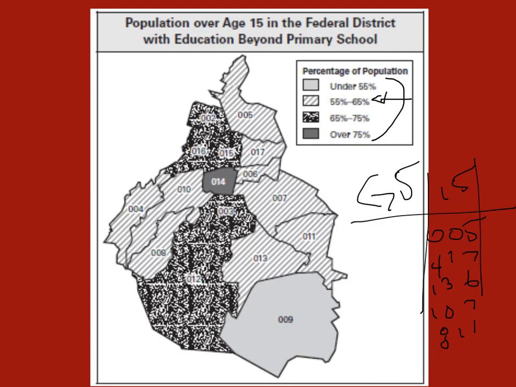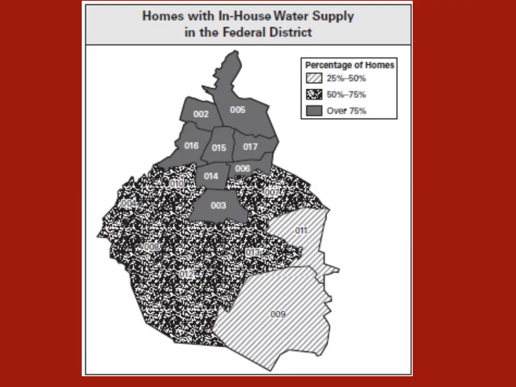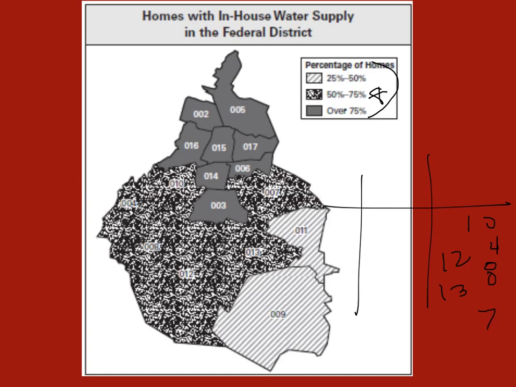On to our last and final group. Homes with water, we said, was 55%. So looking based on what we see here, we see that we would fall into this category right here. We have our diagram that's set up like this. We're looking at this black dotted area. So we have 10, 4, 8, 12, 13, and 7.